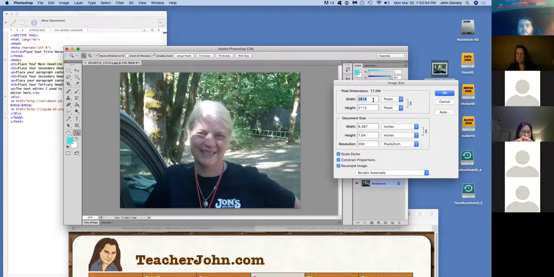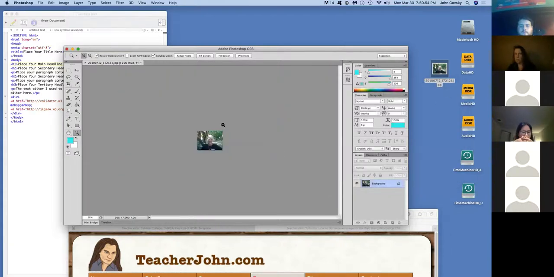So I'm just going to estimate, ballpark, 100 pixels per inch, give or take, is what somebody on a standard computer monitor might see this at. So I'm going to make this 400 pixels wide, which means it's going to be 300 pixels tall when I preserve the aspect ratio. And now it's not really that big. That is not the actual size of the image.